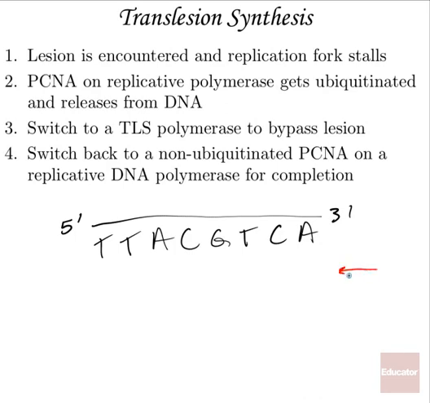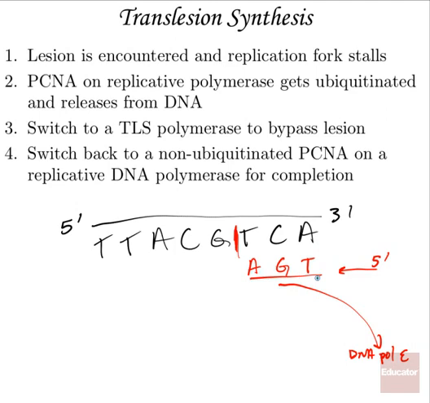Okay, and let's say we find the lesion being around this area. So this is fine, right? So we have a T, we have a G, we have an A. We run into a lesion. So the replicative polymerase falls off. Let's call it epsilon just for sake.